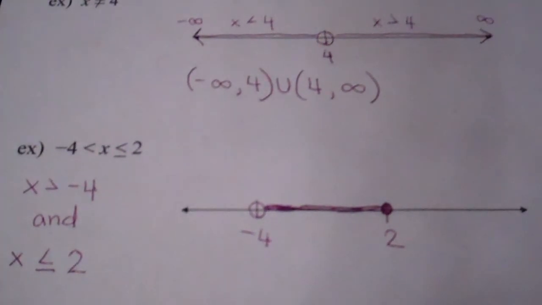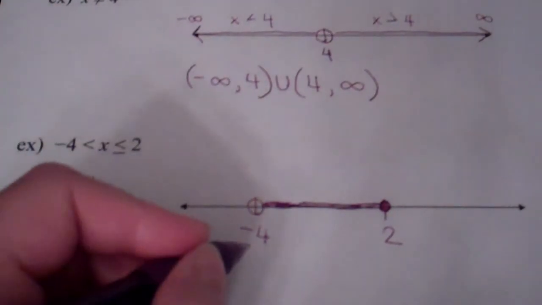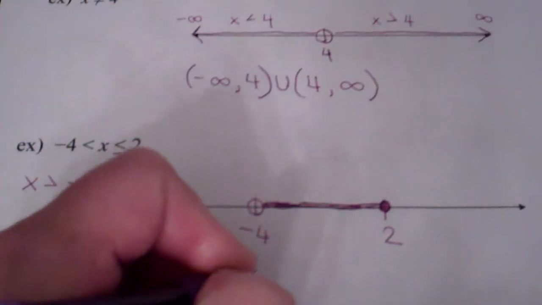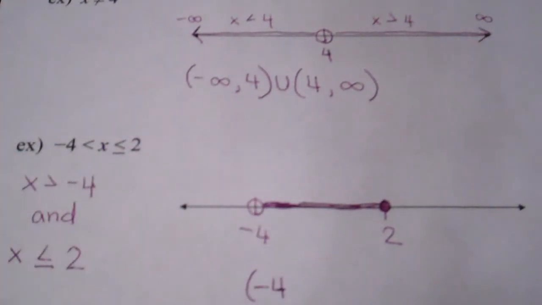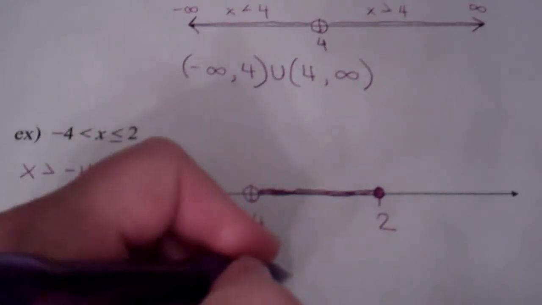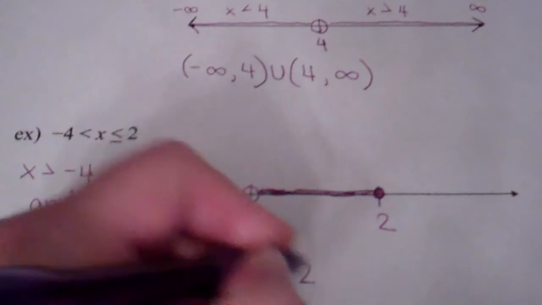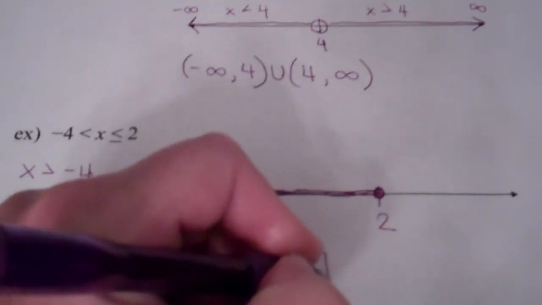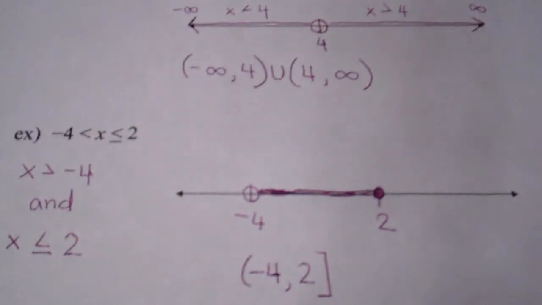And if we want to describe these with interval notation, I'm not including -4 itself, so I use the round parentheses for that. But I am going all the way up to 2, and the 2 is included because it's less than or equal to, and so I use the square bracket on the right.